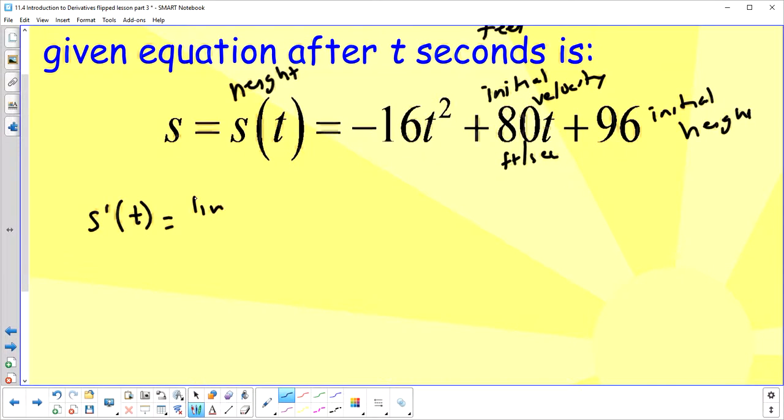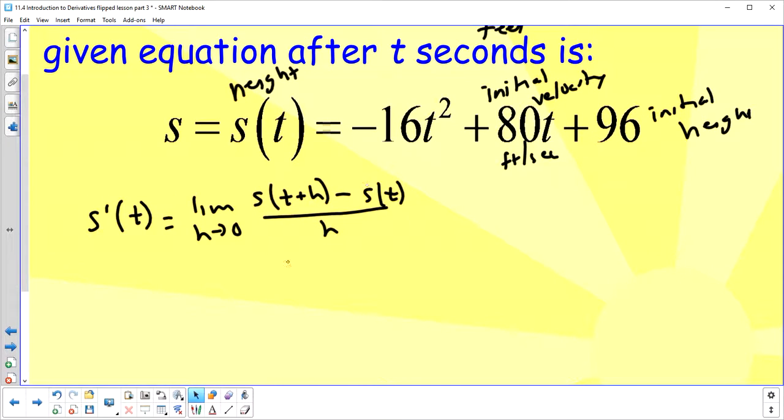Same idea, the limit as h approaches 0, and we have to make just a few clerical changes because we're talking about s and t instead of f and x, and so it's going to be s of t plus h, not minus, minus s of t all over still h. And if we plugged in and simplified, okay, it wouldn't be the prettiest thing in the world, but we should, in the end, get negative 32t plus 80.